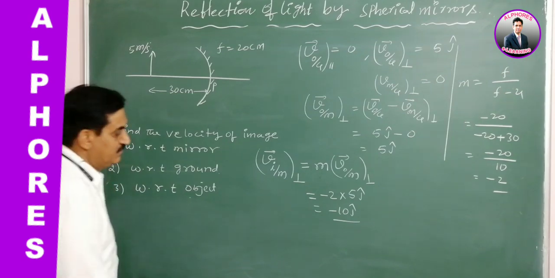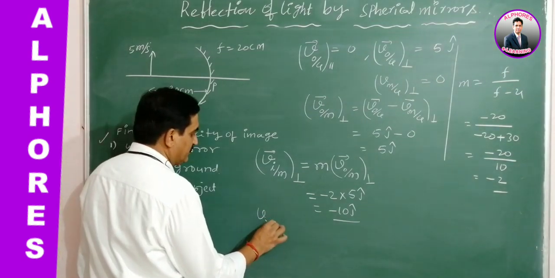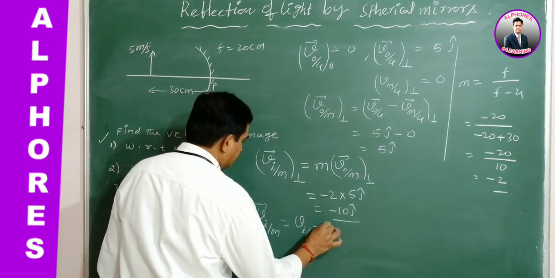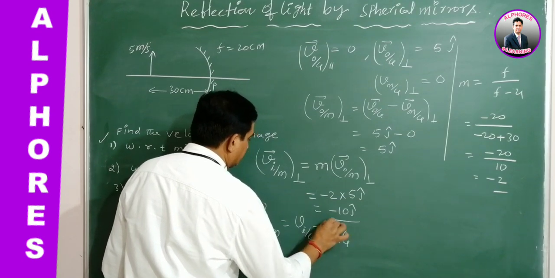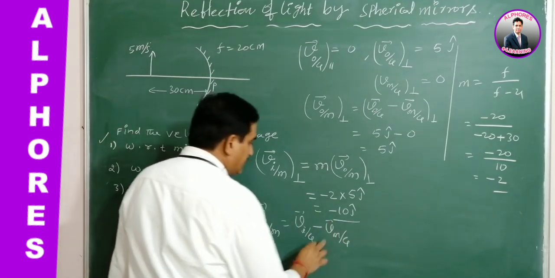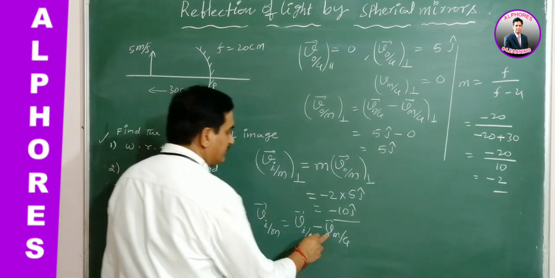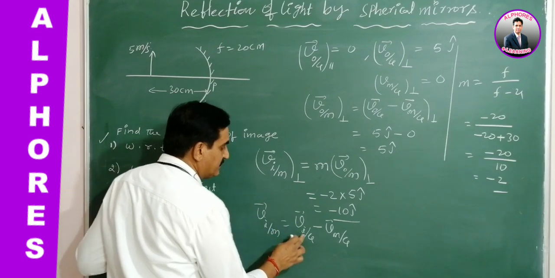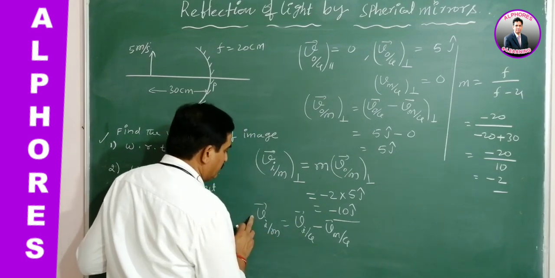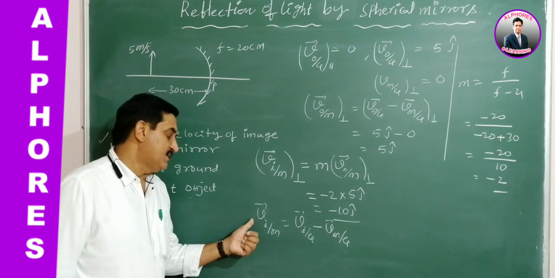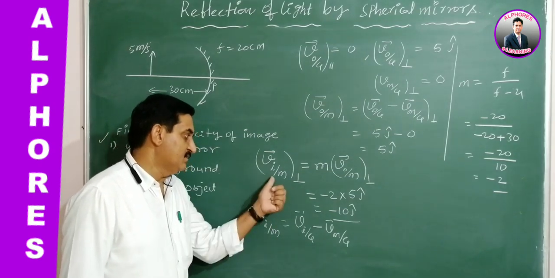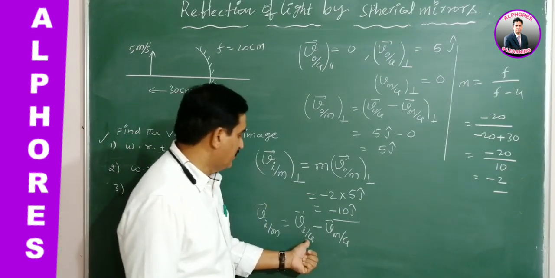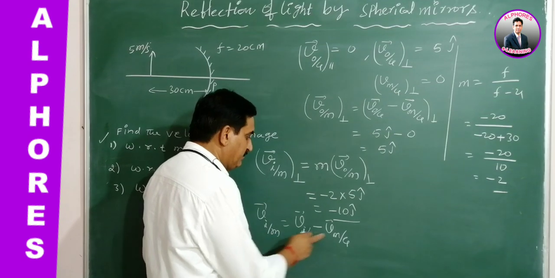Go for the second one. The velocity of image with respect to mirror is equal to the velocity of image with respect to ground minus the velocity of mirror with respect to ground. Here the velocity of mirror with respect to ground is 0, clear. So once again, the velocity of image with respect to mirror is obtained by this formula. We are going for the image with respect to ground.